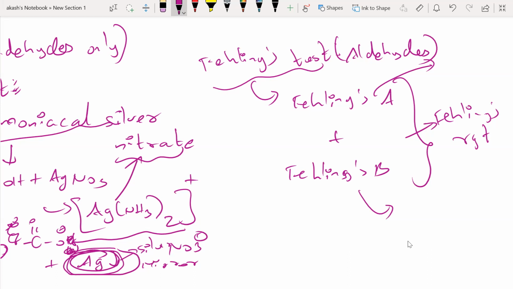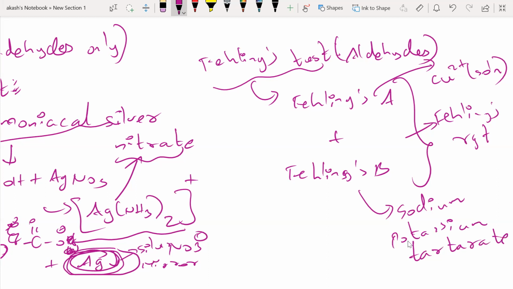What you have to understand, people, is that Fehling's A is some Cu2 plus solution, and Fehling's B is going to be sodium potassium tartrate. Sodium potassium tartrate is nothing but a salt. It is also called Rochelle salt.